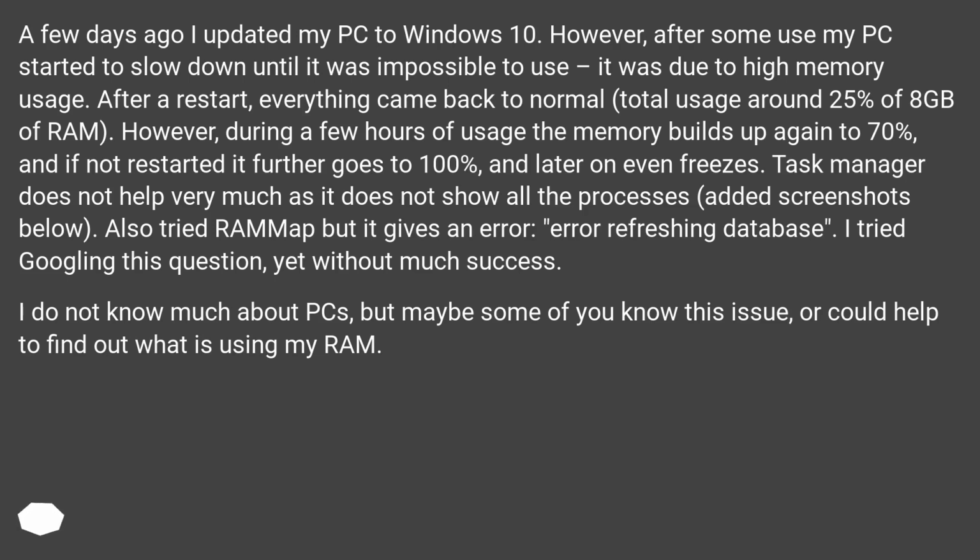However, during a few hours of usage the memory builds up again to 70%, and if not restarted it further goes to 100%, and later on even freezes. Task Manager does not help very much as it does not show all the processes, added screenshots below. Also tried RAMMap, but it gives an error refreshing database. I tried Googling this question, yet without much success. I do not know much about PCs, but maybe some of you know this issue, or could help to find out what is using my RAM.